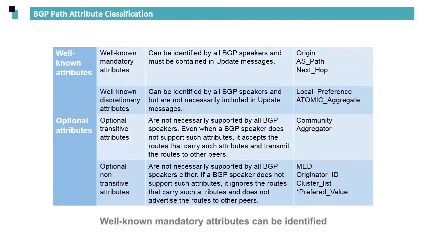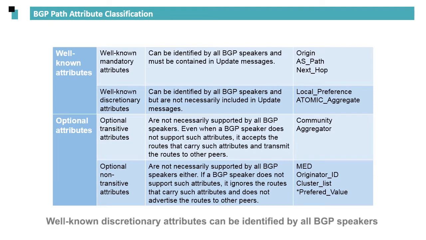Well-known mandatory attributes can be identified by all BGP speakers and must be contained in update messages. Such attributes include origin, AS path, and next hop. Well-known discretionary attributes can be identified by all BGP speakers but are not necessarily included in update messages. Such attributes include local preference and atomic-aggregate.